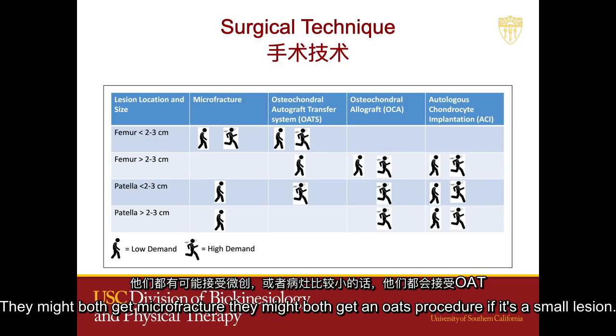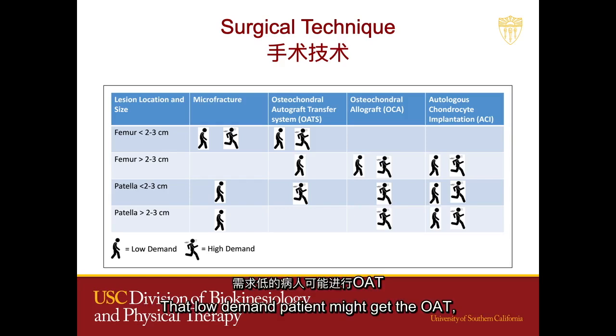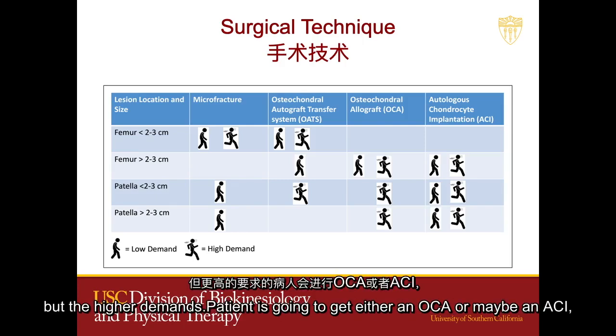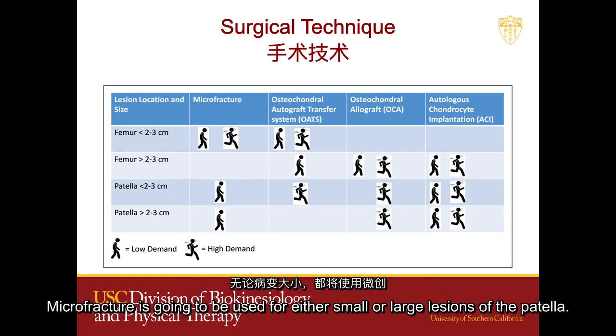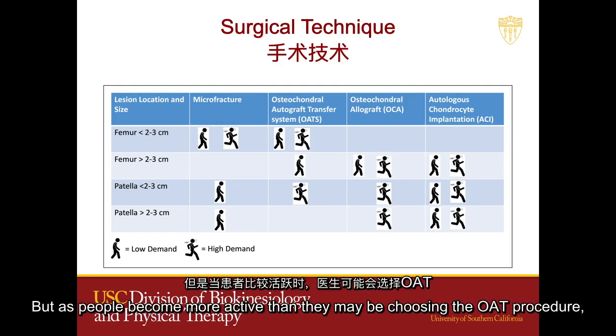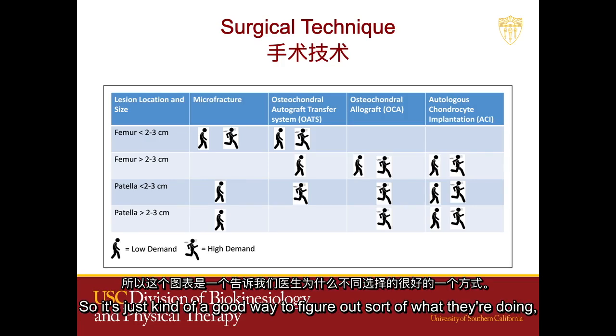They might both get an OATS procedure if it's a small lesion. But if the lesion is bigger than 2 to 3 centimeters, that low demand patient might get the OATS, but the higher demand patient is going to get either an OCA or maybe an ACI. And you'll see with the patella, if it's a small lesion, microfracture is going to be used for either small or large lesions of the patella. But as people become more active, then they may be choosing the OATS procedure, the OCA, or possibly even the ACI. So it's just a good way to figure out what they're doing.